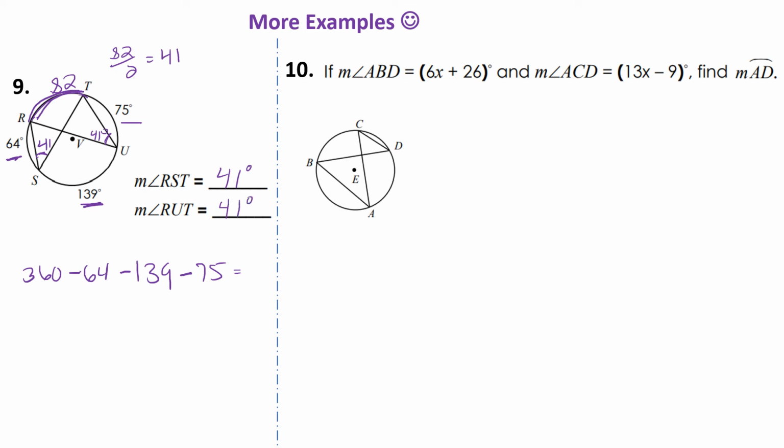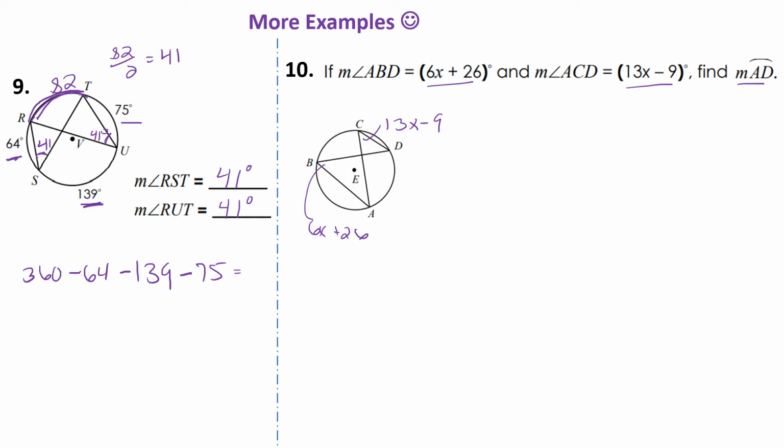Now let's take a look at number 10. It says ABD is 6x plus 26. I like to label it. And then ACD is 13x minus 9. Find the measure of arc AD.